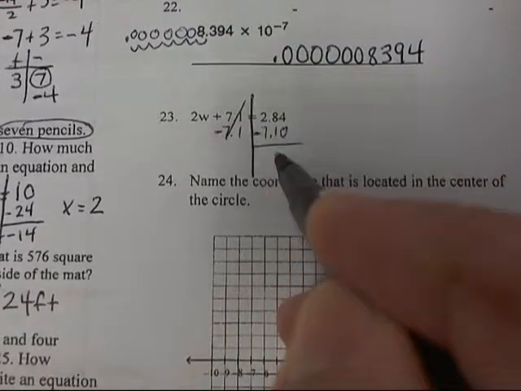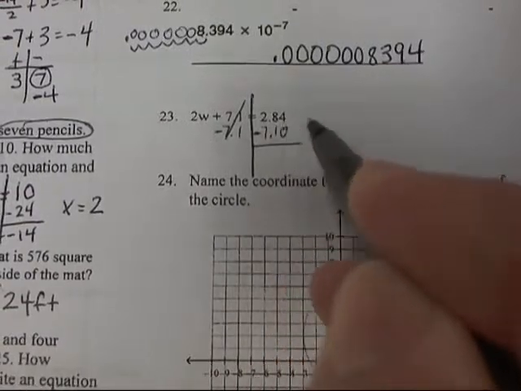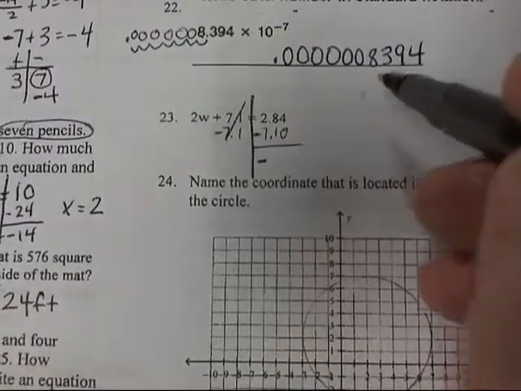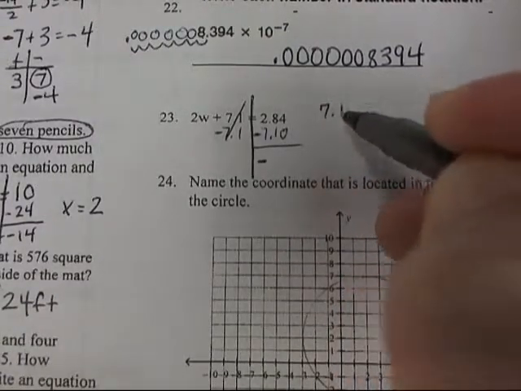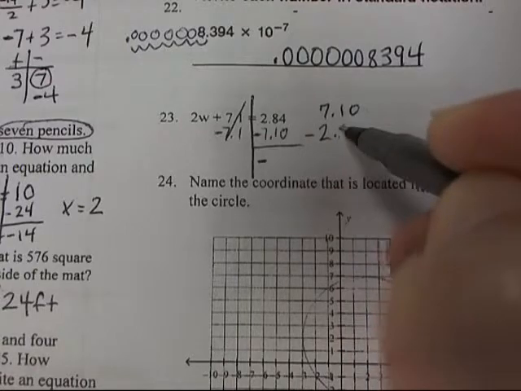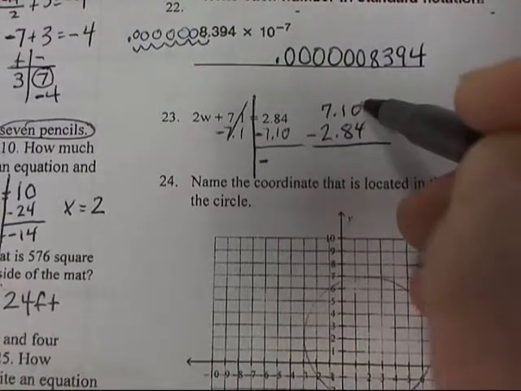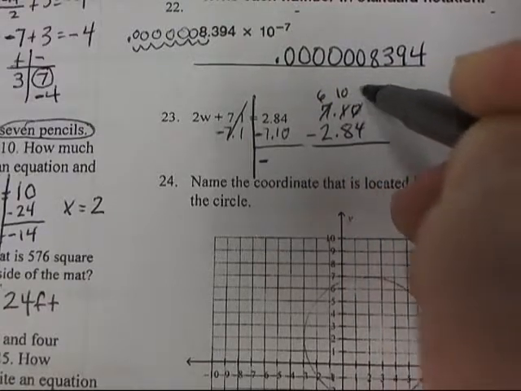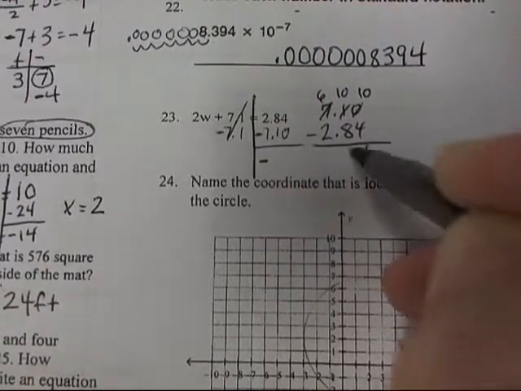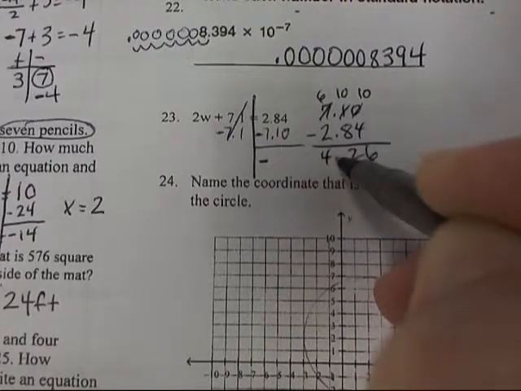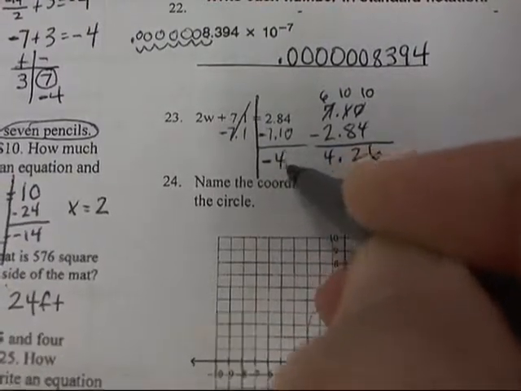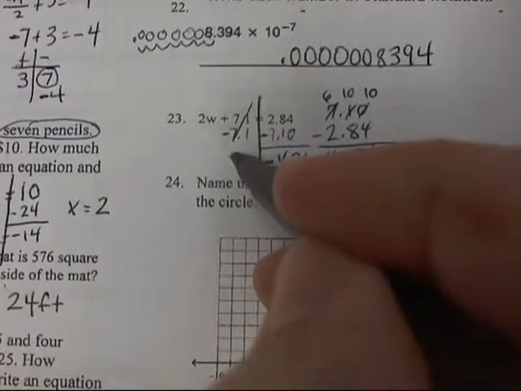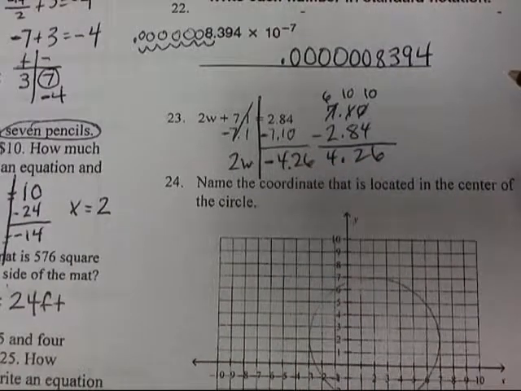we can look at this and see that when we subtract these two numbers, we're going to have a negative number. So let's rewrite this as 7.10 minus 2.84. Borrow from the 7, borrow from the 11, line up your decimal. So it's going to be negative 4.26. Negative 4.26 is what we have here. So we have 2w equals negative 4.26.